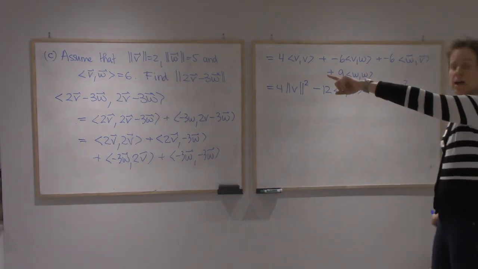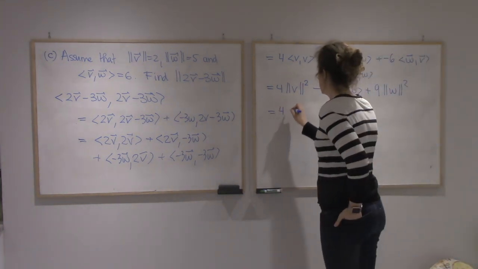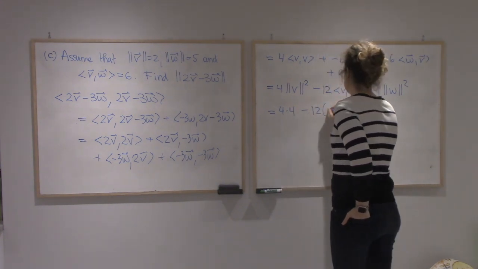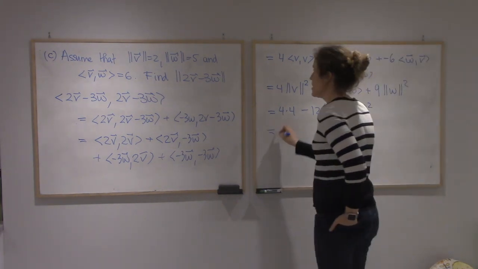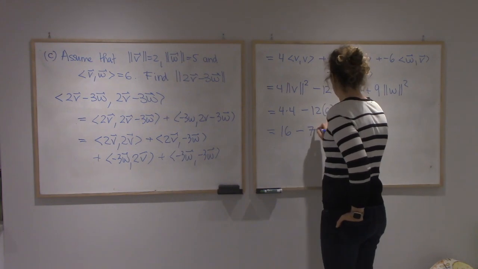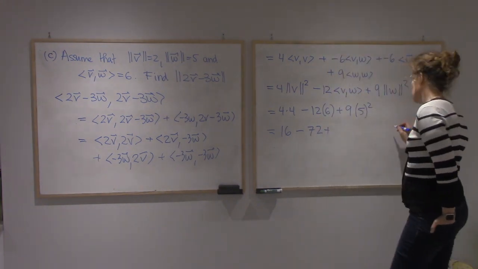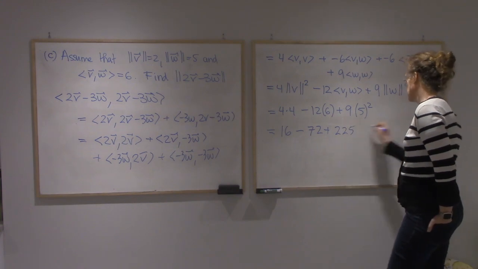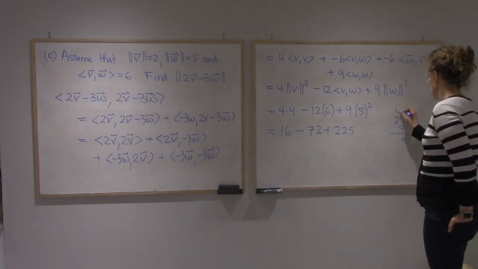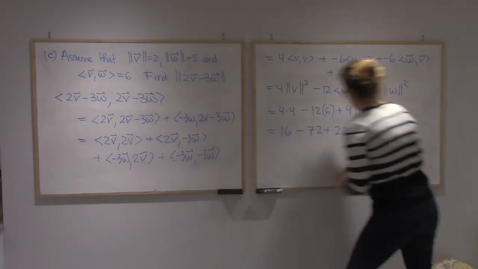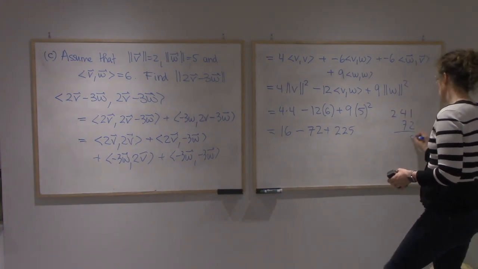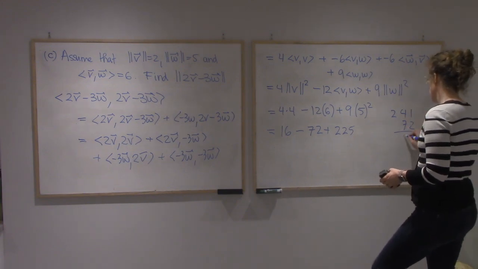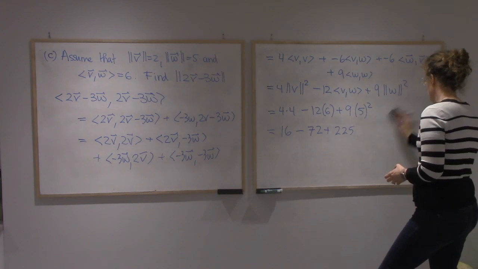And now I'm ready to plug in everything I have. So 4 times 4 minus 12 times 6 plus 9 times 5 squared. So I get 16 minus 72 plus 225. So 25 times 9, 225, yep. So what do I get? 225 plus 16 is 241, minus 72, I get 169.